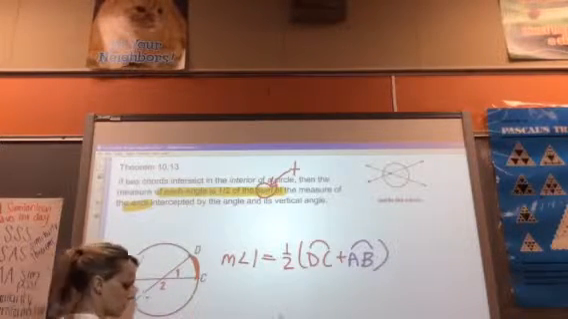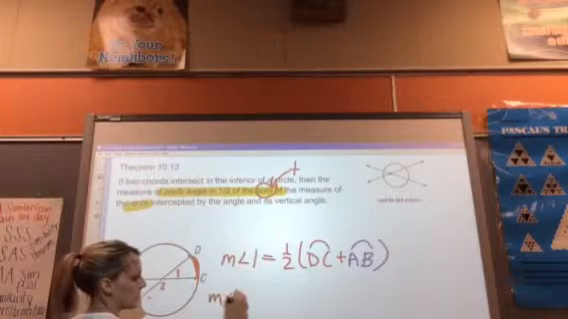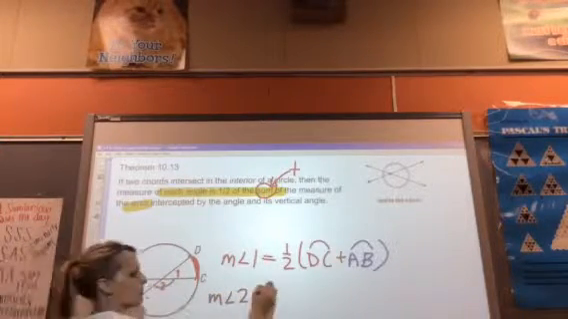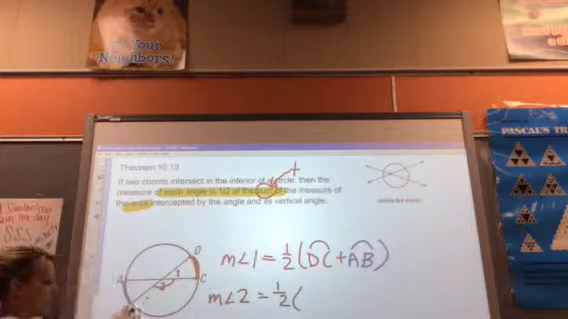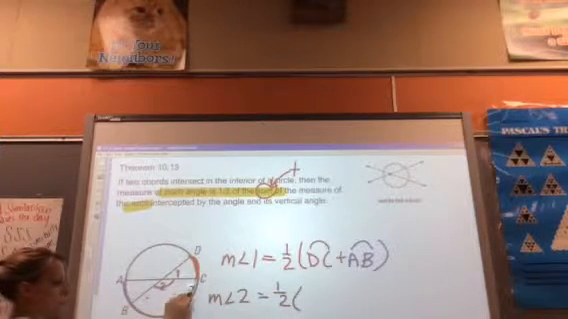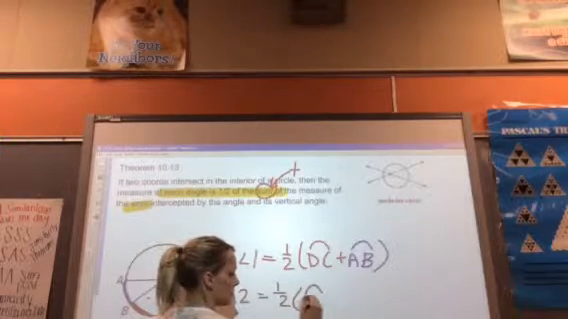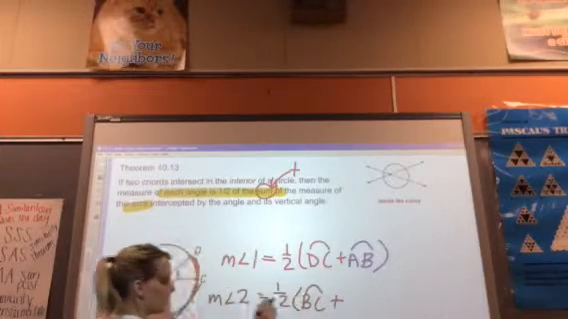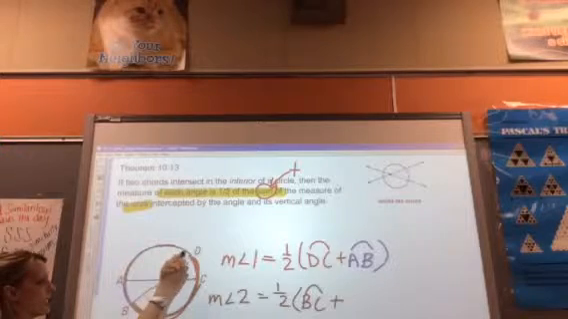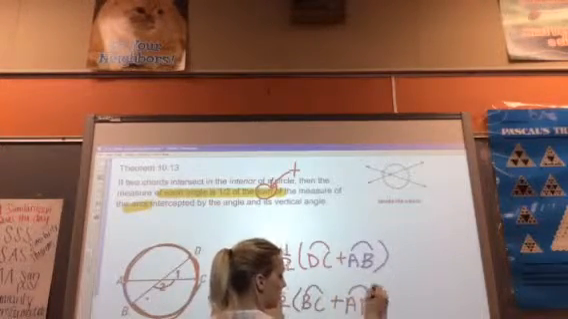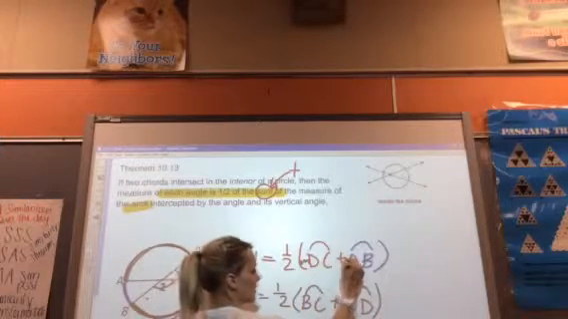And for the measure of angle 2, it'll be very similar. The measure of angle 2 will be 1/2 the measure of arc BC, this arc here, plus the measure of arc AD. And these are all measures of arcs.